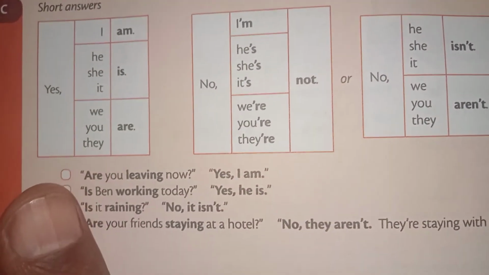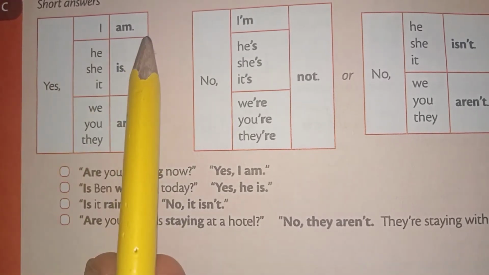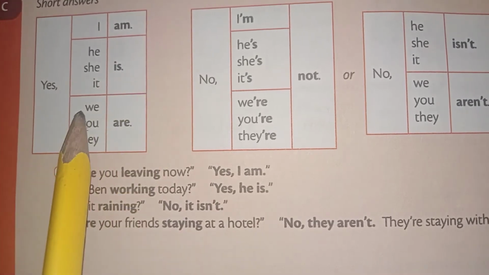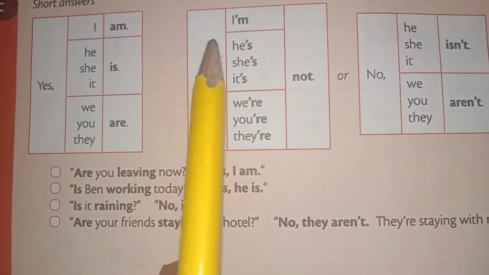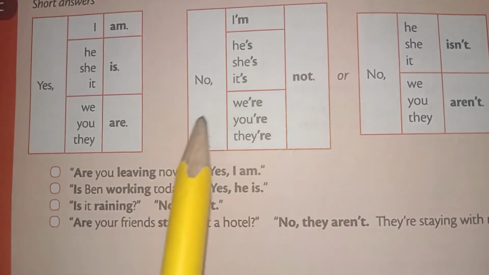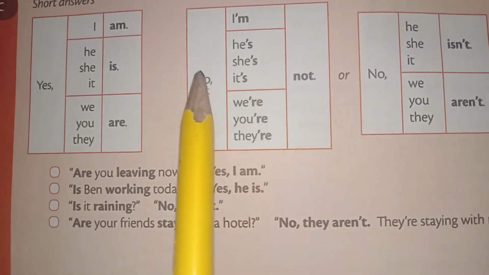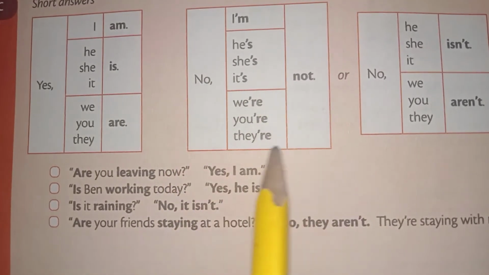Okay, you can see here short answers. Yes, I am. Yes, he is. Yes, she is. Yes, it is. Yes, we are. Yes, you are. Yes, they are. Now the short negatives. No, I'm not. No, he's not. No, she's not. No, it's not. No, we are not. No, you are not. No, they are not.